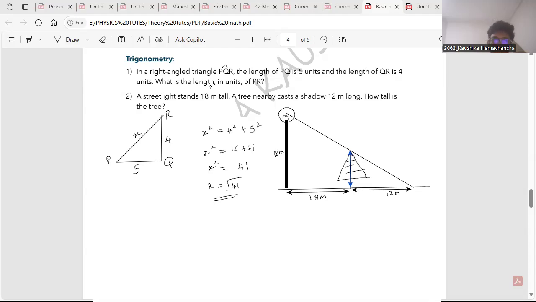So I will give you a hint. Take this angle as theta and see how many triangles there are. You are asked to find the height of the tree, so let's say this length is h. Yeah, one of you has sent the correct answer.